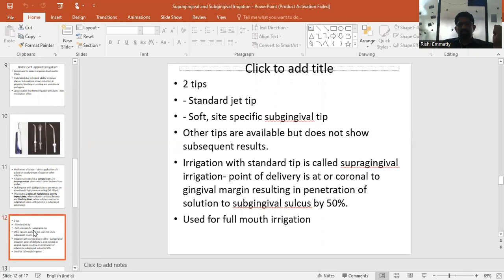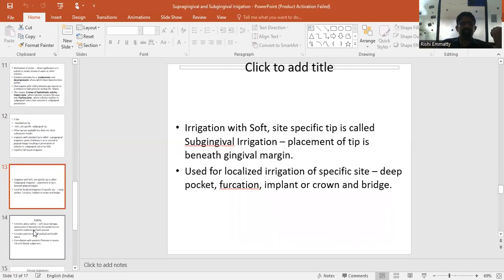Irrigation with the standard tip is called supragingival because it cannot go deeper. The point of delivery is coronal to the gingival margin, resulting in penetration of the solution into the subgingival sulcus by only 50%, just irrigating the supragingival area. It is used for full mouth irrigation. You can irrigate in all areas.